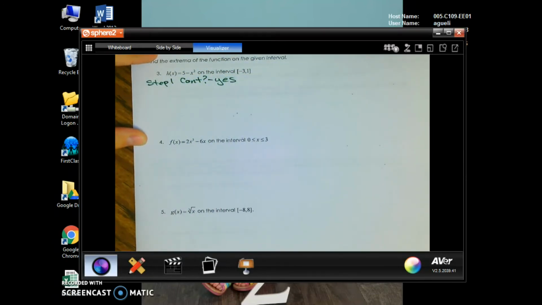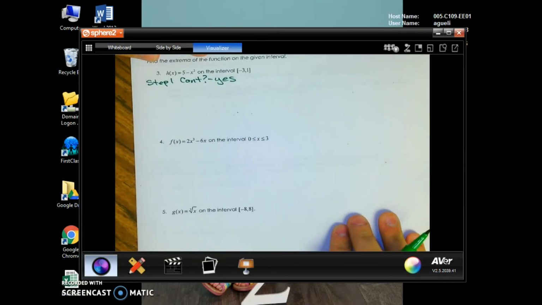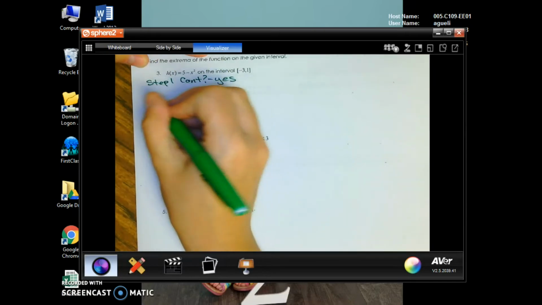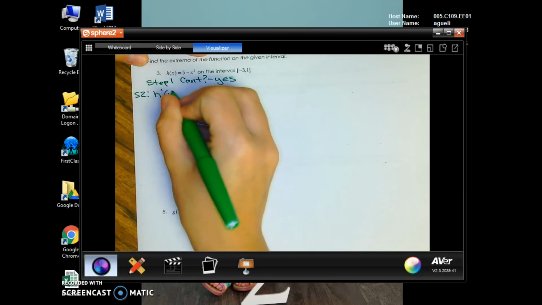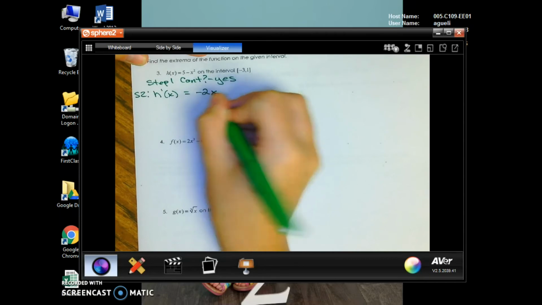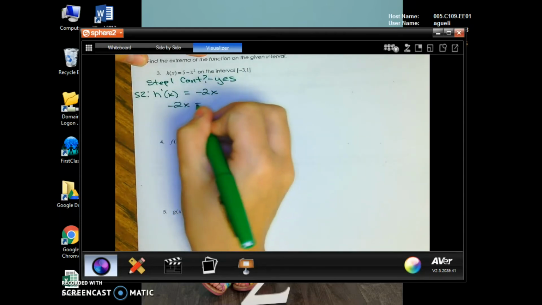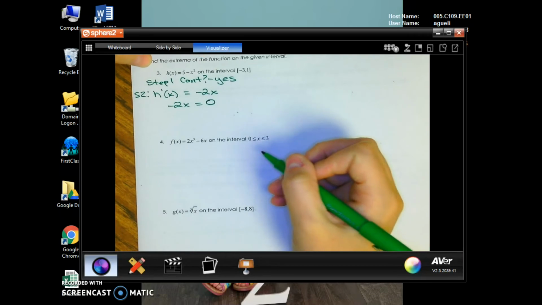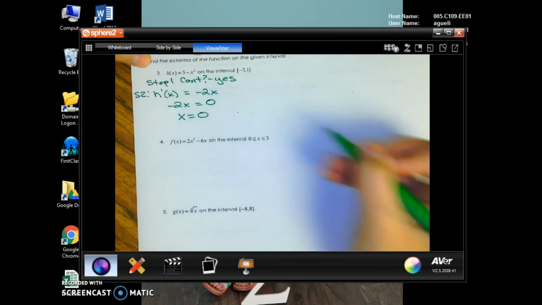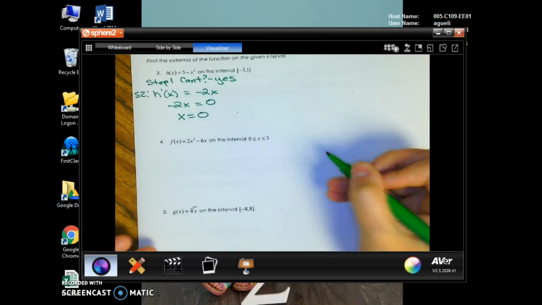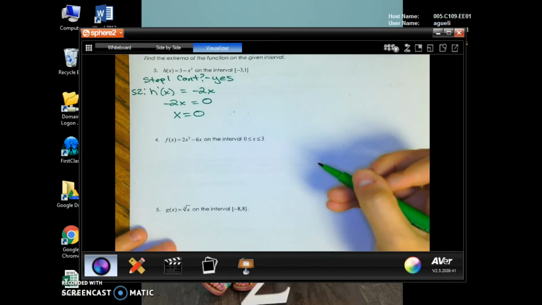Okay. And next, I want to take the derivative and then set the derivative equal to 0. Here it's called h, so we'll say h prime. This is like step 2. H prime of x is going to be negative 2x. And then I just set negative 2x equal to 0. That will exist everywhere, so I don't need to worry about that. I just need to set it equal to 0. And so when I set that equal to 0, I just get x equals 0. And so that would be my critical value. So 0 is the critical value or the critical number.